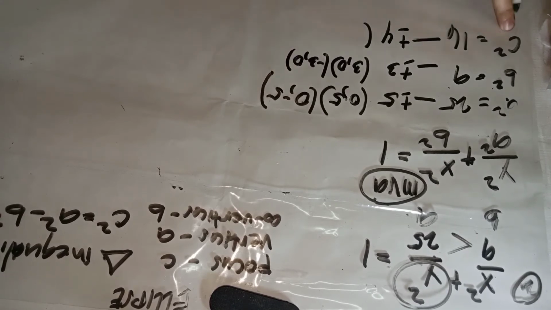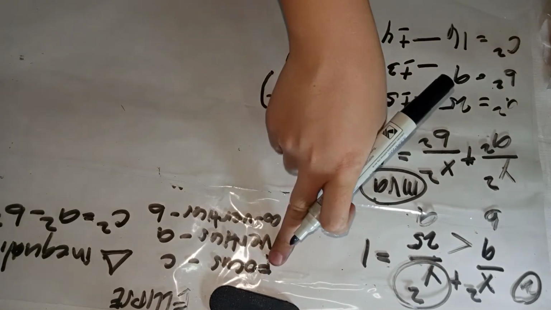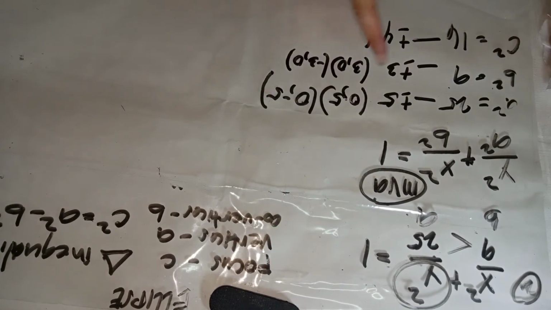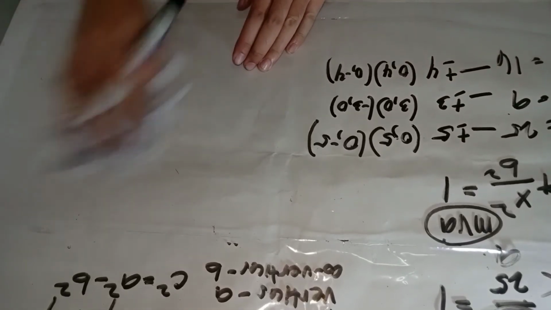So, yung C, di ba ang C natin is focus? So, C, naka-lie siya same sa vertex natin. So, therefore, 0, 4, 0, negative 4. Okay, let's do the graph.